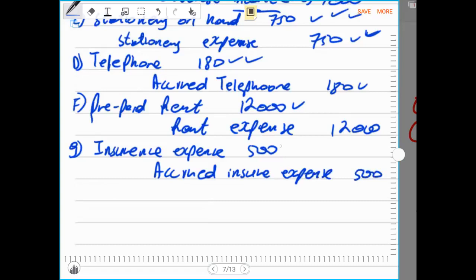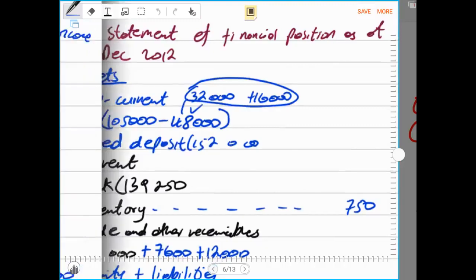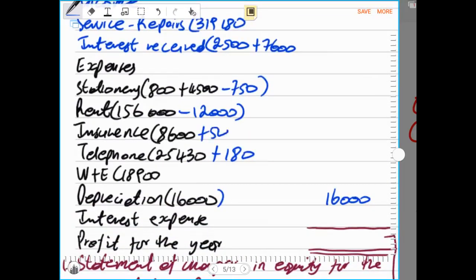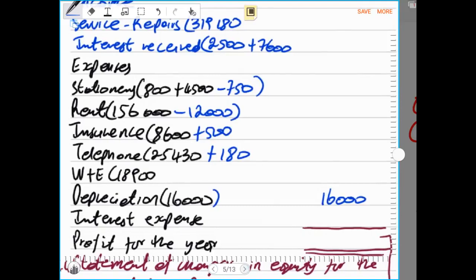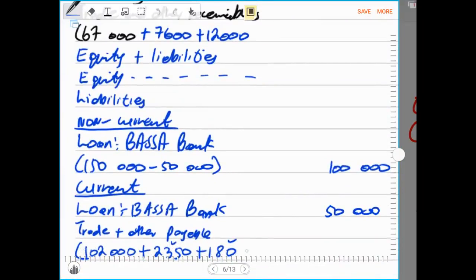So now we have to record this in the income statement, and this under trade and other payables. 500 under the income statement, where our expenses in terms of insurance have to increase by 500. Then we go to the statement of financial position. Under trade and other payables, we record the 500 because this amount was not yet accounted for.